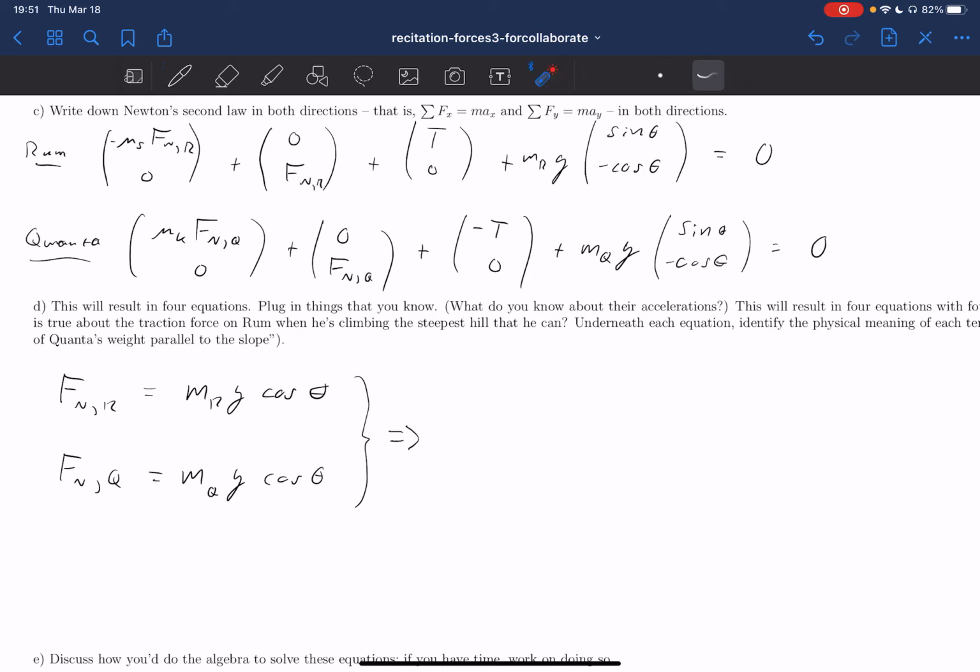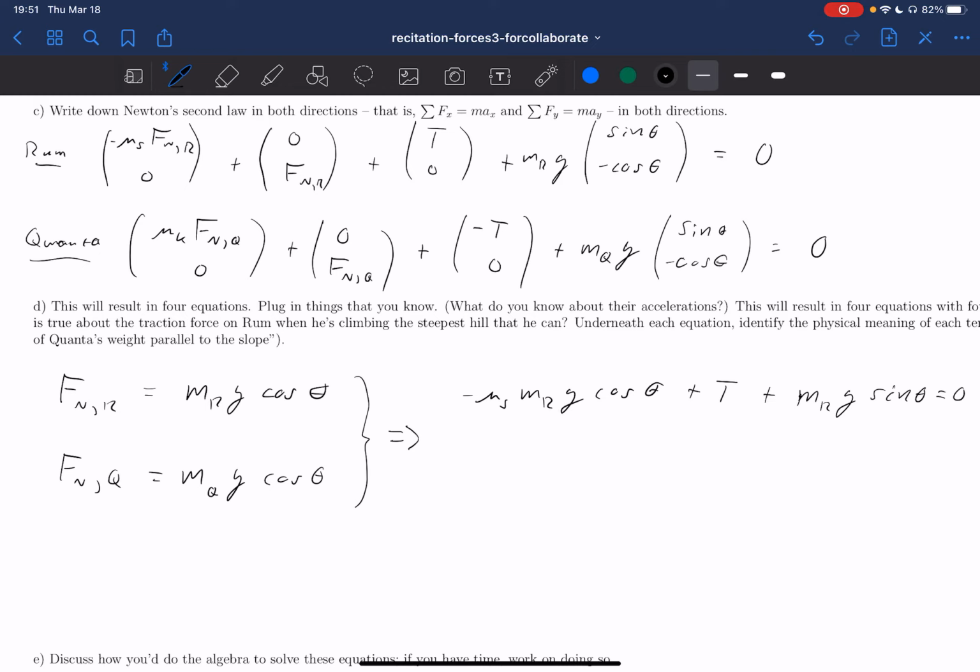We plug into our top equation. So we're going to plug into here, here, and then write out these top equations. Okay, so let's do that. Let's plug in. So we have minus mu s Fn r, so m_r g cos theta plus tension plus m_r g sine theta is equal to 0. Okay, that's good.